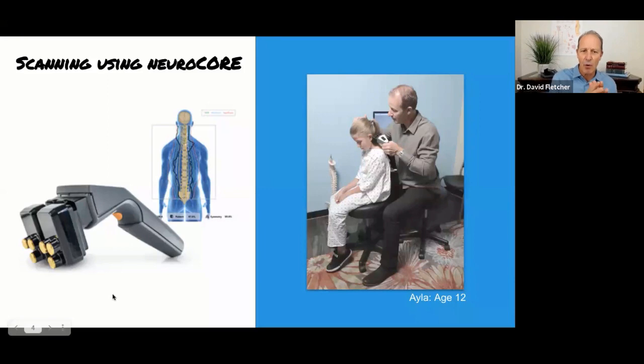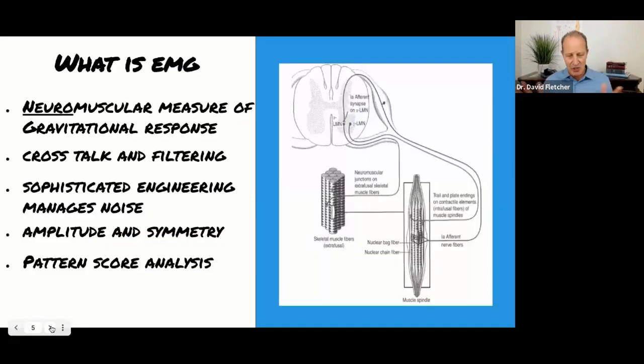So the NeuroCore is really the next generation of EMG collection, and I want you all to have a great new familiarity with it. It's faster, and its signal processing is superior to anything that is available to chiropractors. So what is EMG? I think this is really what we focus on.